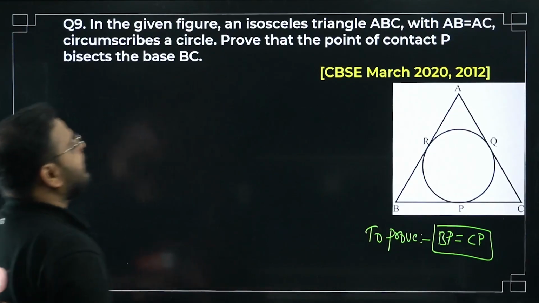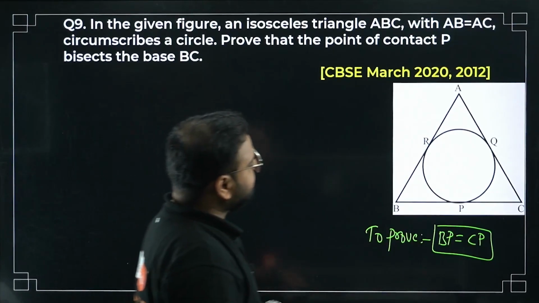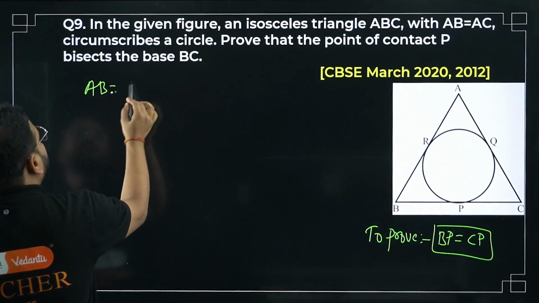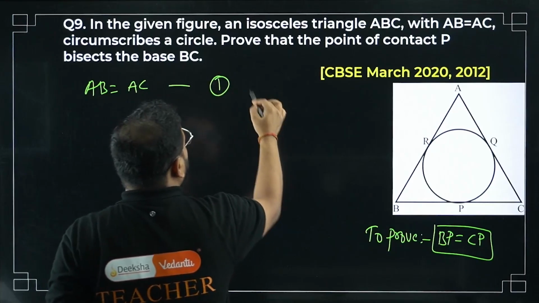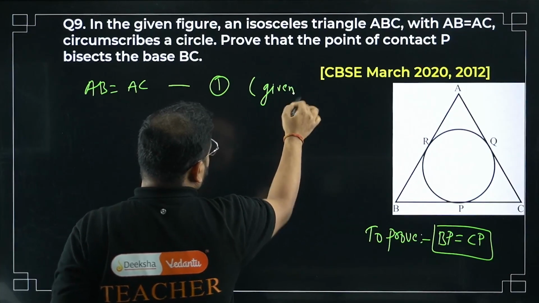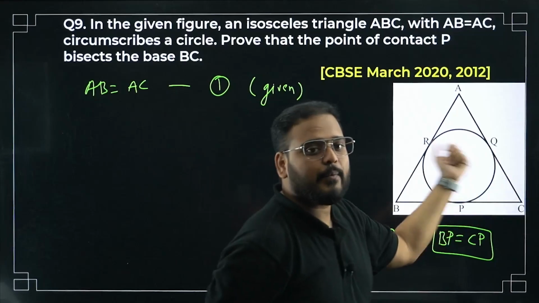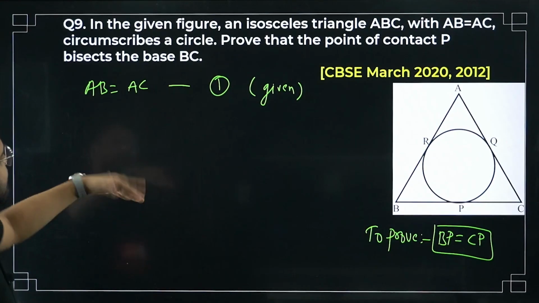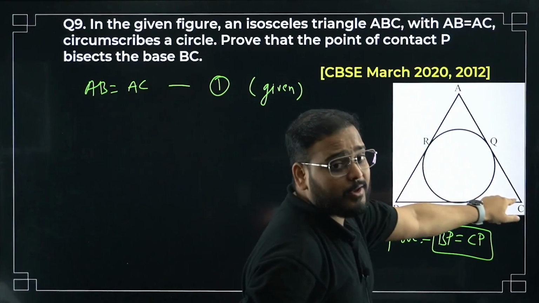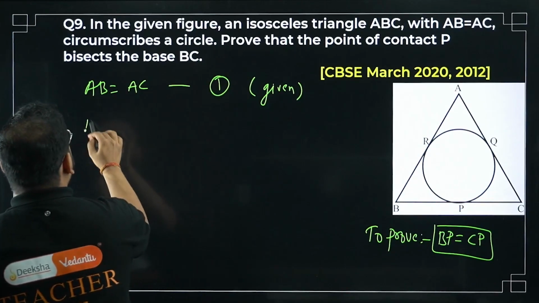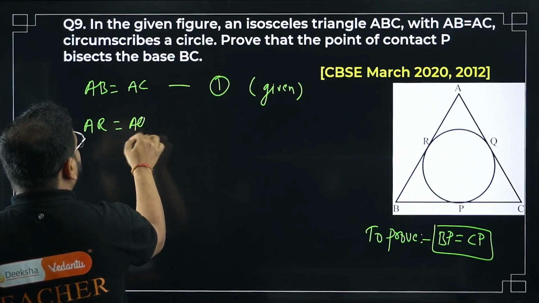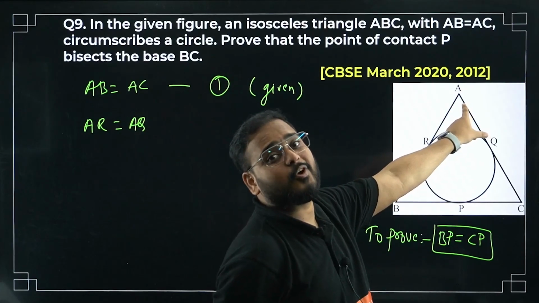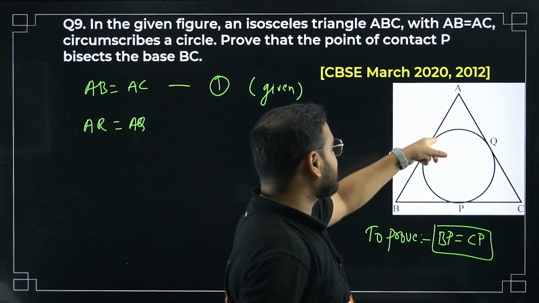Let's prove it. What do we have over here? AB equals AC, first thing. Equation number 1, given. Next, AR equals AQ. How come? From the external point A, tangents are drawn, which means they have to be equal.